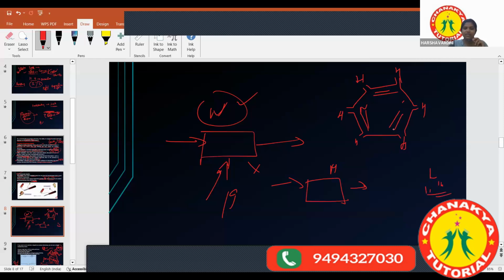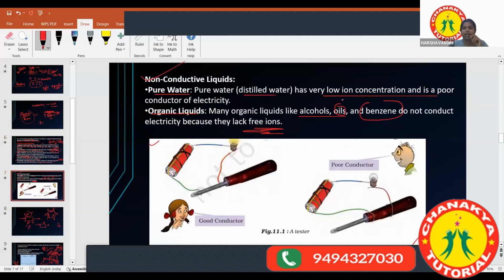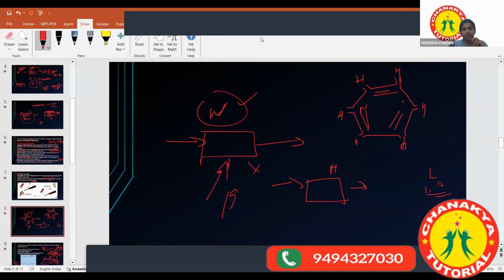Just think that benzene is a liquid, like an oil, like an alcohol. It does not conduct electricity. That's all. If you want to know more, it looks like this: the chemical, geometrical representation of benzene.